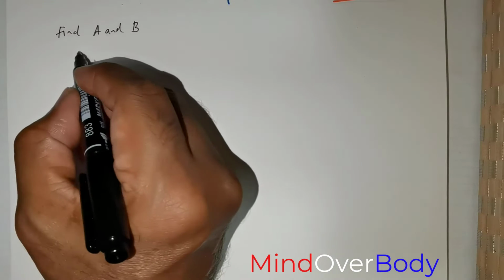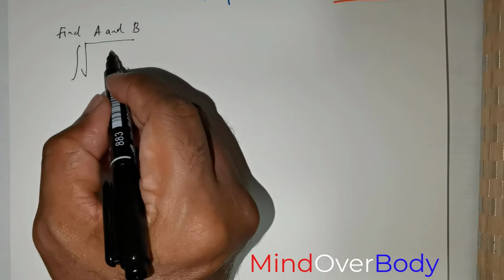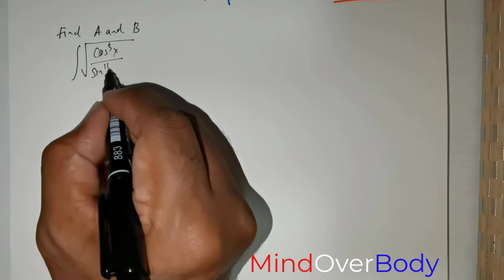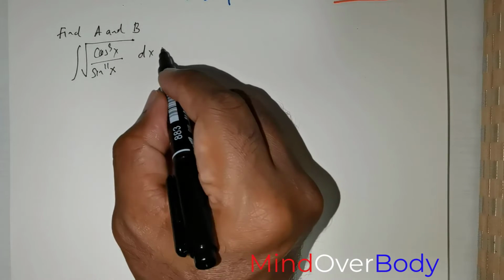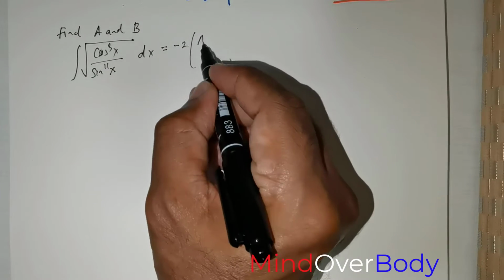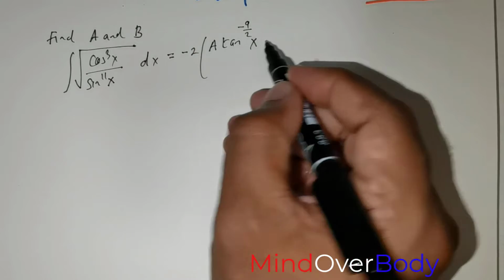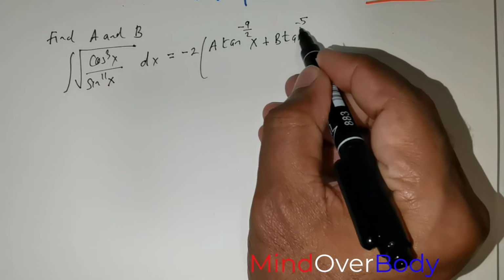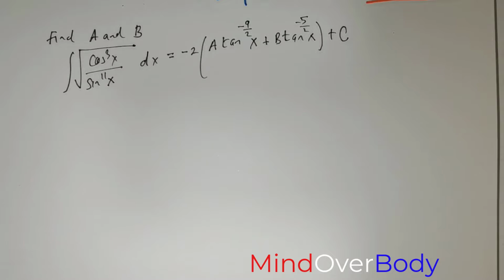Students, this is a beautiful question. We are expected to find the values of a and b, given that the integral of the square root of cos cubed x over sine raised to the power of 11x, dx, is equal to negative 2 times a times tan raised to the power of negative 9 over 2 x, plus b times tan raised to the power of negative 5 over 2 x, plus an arbitrary constant. So this is a beautiful question.